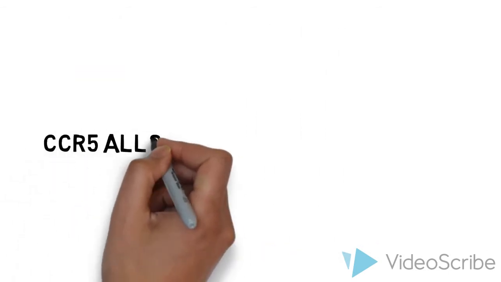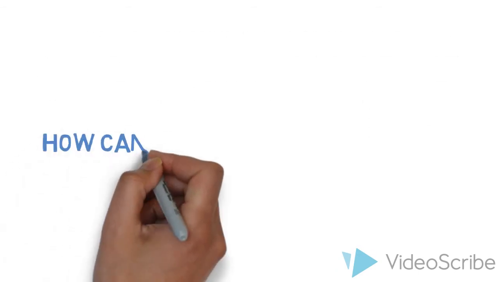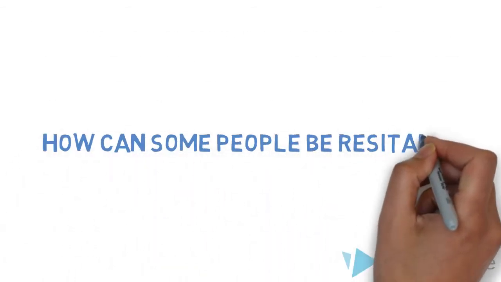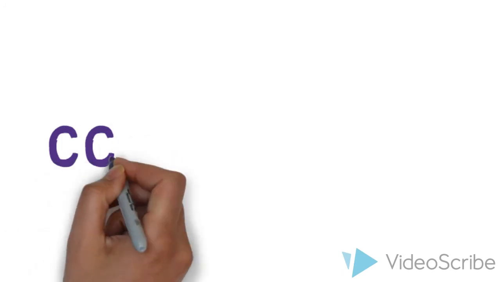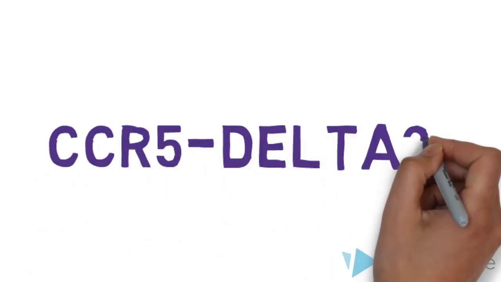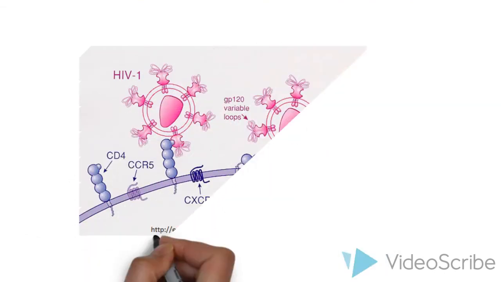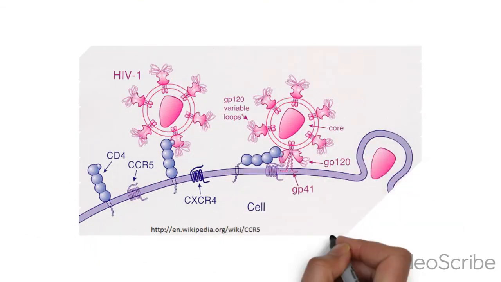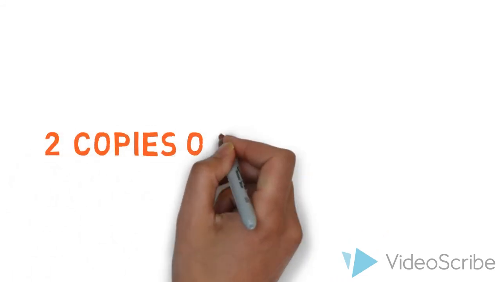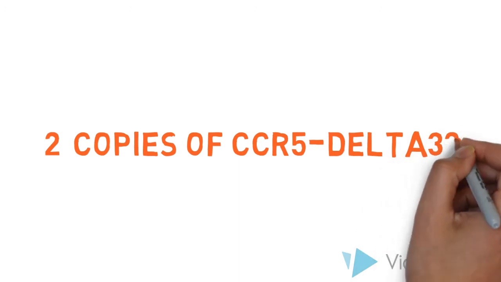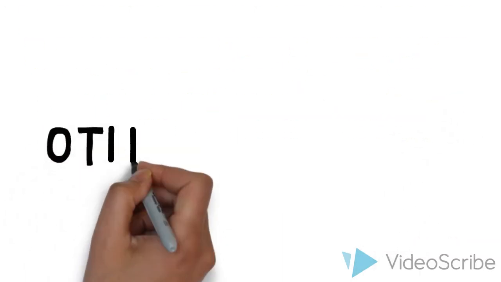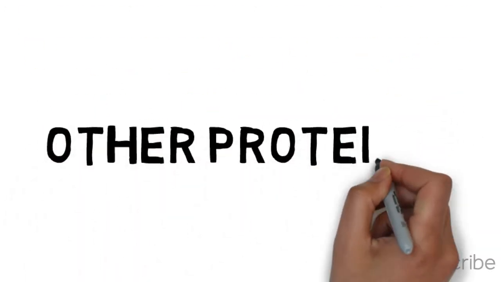We already know that CCR5 is a receptor that allows HIV to enter the cell. So how can some people be resistant to HIV? They have a mutation in the CCR5 gene called CCR5 delta 32. With the mutation, the protein is not on the outside of the cell anymore. Because of this, the HIV cannot enter the cell. People with two copies of CCR5 delta 32 are virtually resistant to HIV. HIV can use other proteins to enter the cell, but this rarely happens.